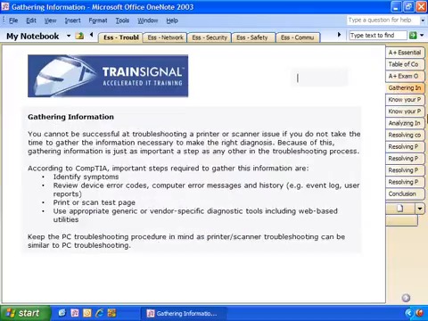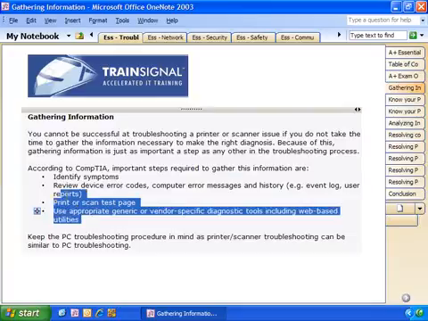So the first step in this process is gathering information. Now, you cannot be successful at troubleshooting a printer or scanner issue if you don't take the time to gather the information necessary to make the right diagnosis. Because of this, gathering information is just as important a step as any other step in the troubleshooting process.